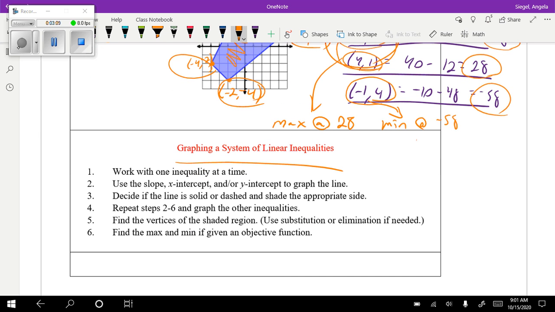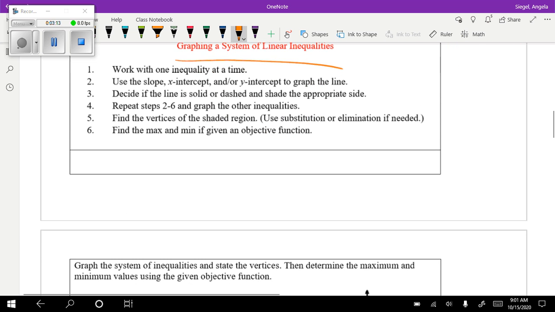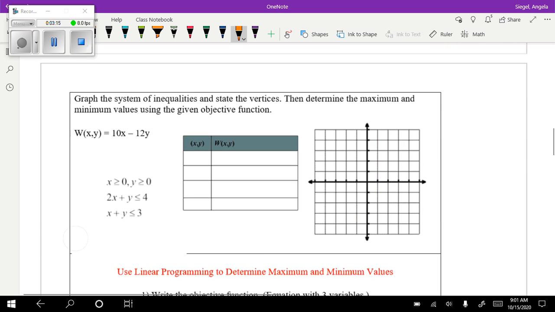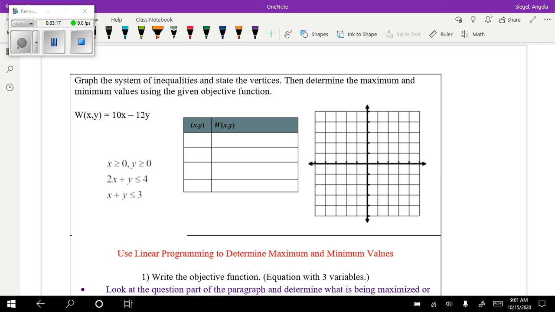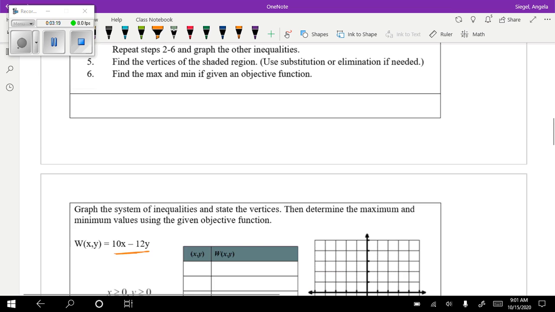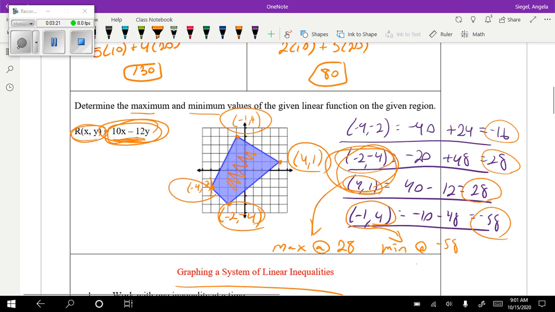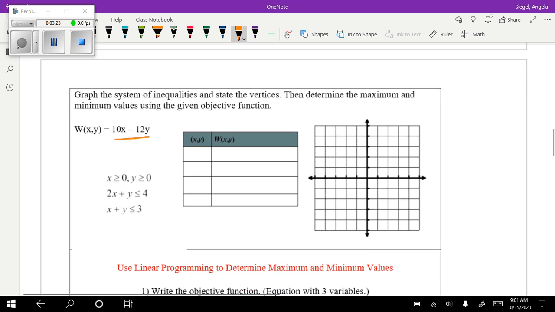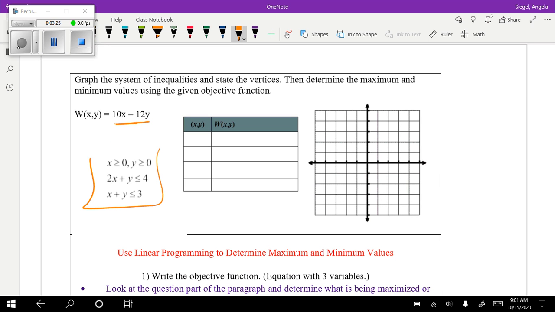So graphing systems of linear inequalities, you know this. So like this is nothing new. Those are some steps to help you. And so what we're going to do is we're going to start with this, and notice it's the same function, so nothing new. And we're going to graph these linear inequalities. So I want to start off with these two because these are pretty common and they always kind of trip people up. So x is greater than or equal to 0.